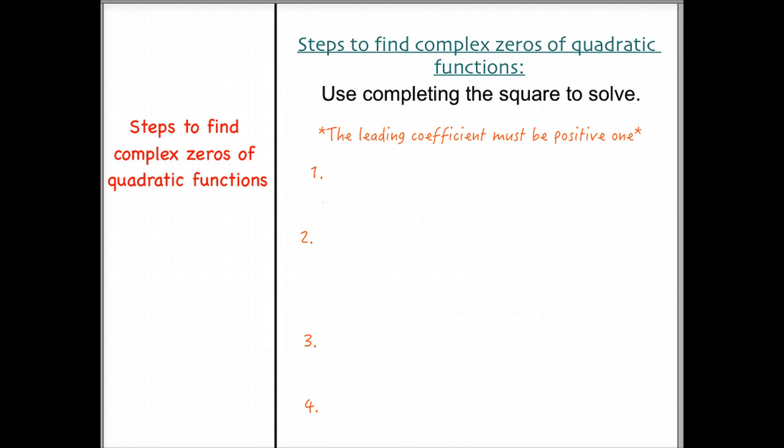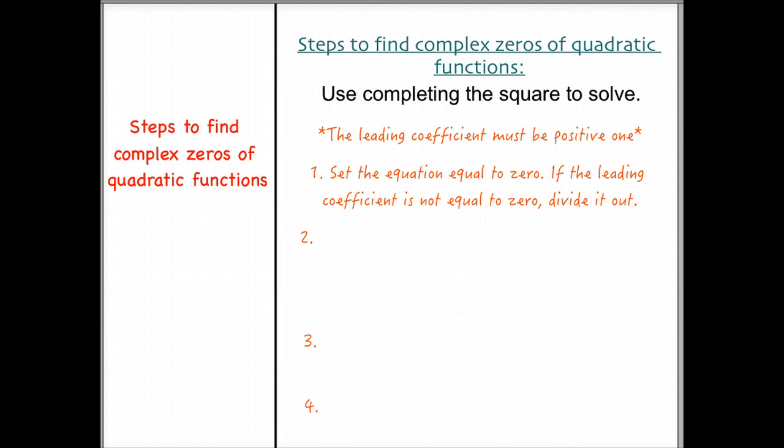So remember that the leading coefficient, so that would be the a, must equal 1, and it must be a positive 1. The first step we do is we set the equation equal to 0 if it is not already, and if the leading coefficient is not equal to 1, divide it out. So again, this should say 1.